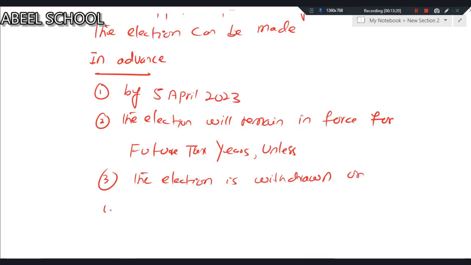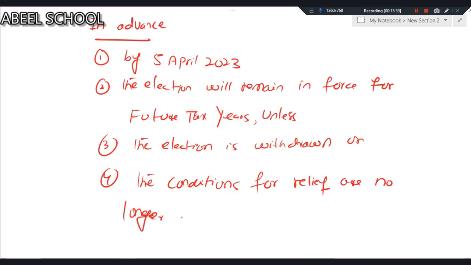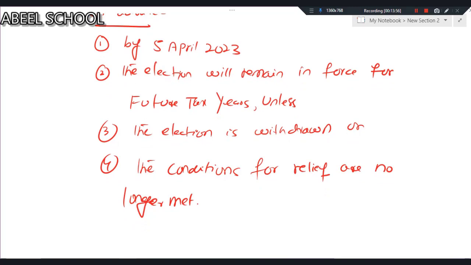or the conditions for relief are no longer met. The conditions for relief are no longer met. For example, one of them becomes a higher rate taxpayer, then obviously marriage allowance is not available. Or another possibility, if you're not making this election in advance, then you can make this election in arrears.